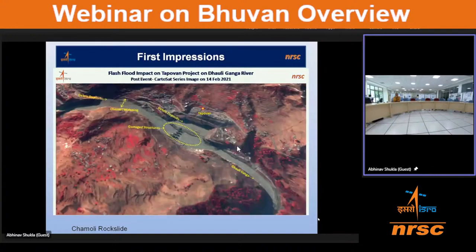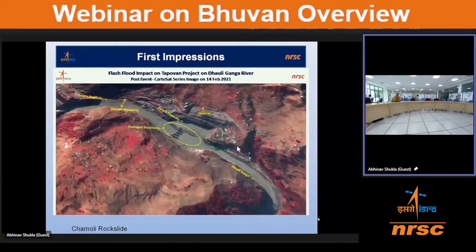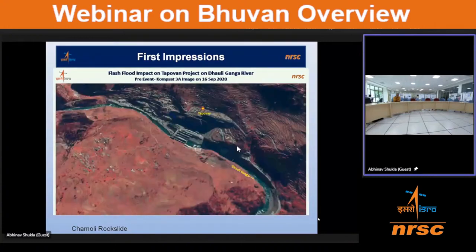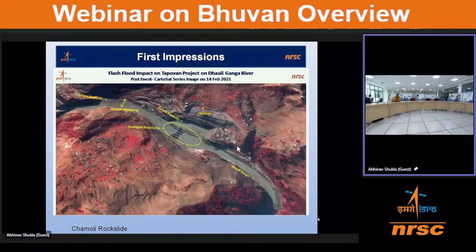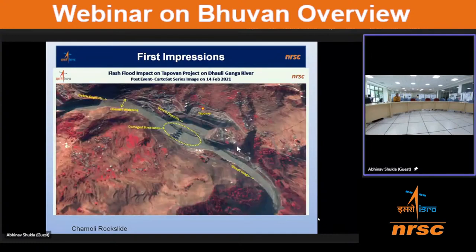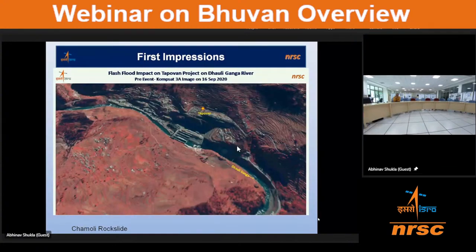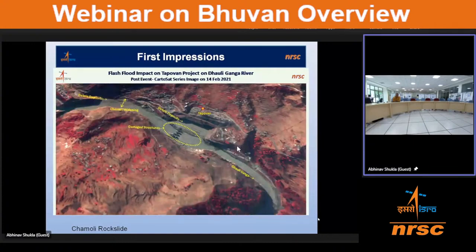If you see this image, you'll be able to see the pre-image, which will pop up now. If you see this image, you see Dhauli Ganga River and all the sluice gates and everything else. But in the post phase, in February, right after the disaster happened, you would see all the debris deposition, the sluice gates are filled up. Till what height is the sluice gate covered up? That tells you the kind of height of the sludge that came along with the rock slide that happened in Chamoli.